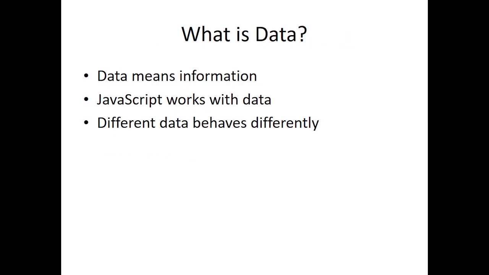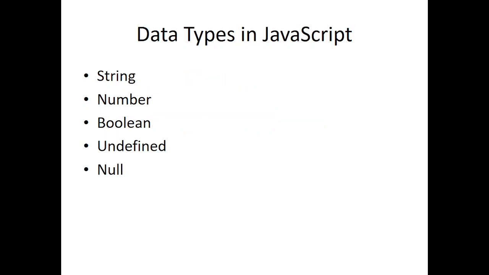So, what is data? First, let us understand in one simple word about data. Data means information. A name is data, a number is data, even true or false is data. JavaScript works with data, so it needs to know what kind of data it is handling. So, data types. JavaScript has different data types. Today, we will focus on the most common ones: string, number, boolean, undefined, and null. You don't need to memorize, just understand.